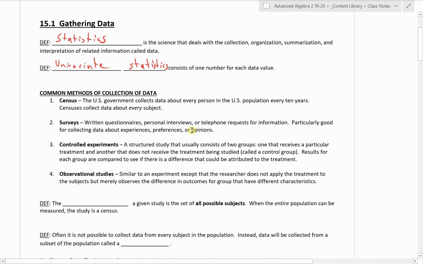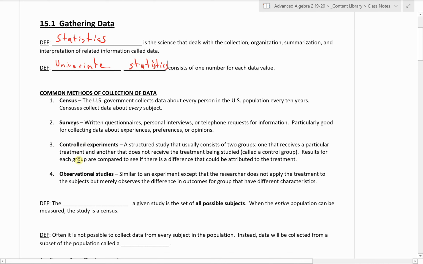A survey may or may not apply to every single person, but it's more about the type of data you're collecting. This is typically written questionnaires, personal interviews, telephone requests for information. You call and ask for information. This is especially good when you're trying to collect data about experiential information, experiences that people have had, also their preferences and opinions. These more qualitative and ambiguous things are more suited to a survey than, say, eye color or whatever. That's really concrete information.